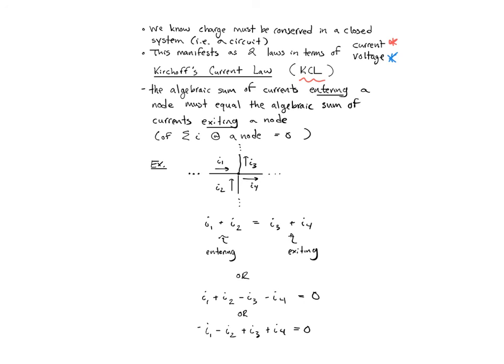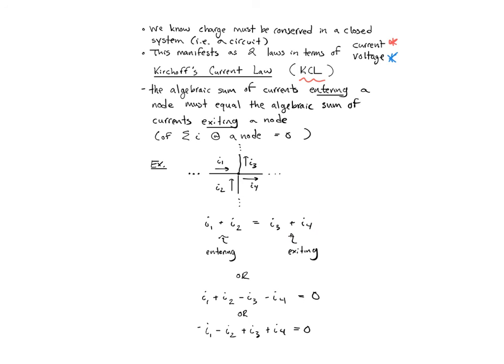So for example, if we have a node, and we're assuming this is part of a closed circuit, so there will be current, and I've defined arbitrarily I1, I2, I3, and I4. Since I've got I1 going in, I2 going in, I3 and I4 going out, I can write this as the sum of I1 and I2 must equal the sum of I3 and I4.